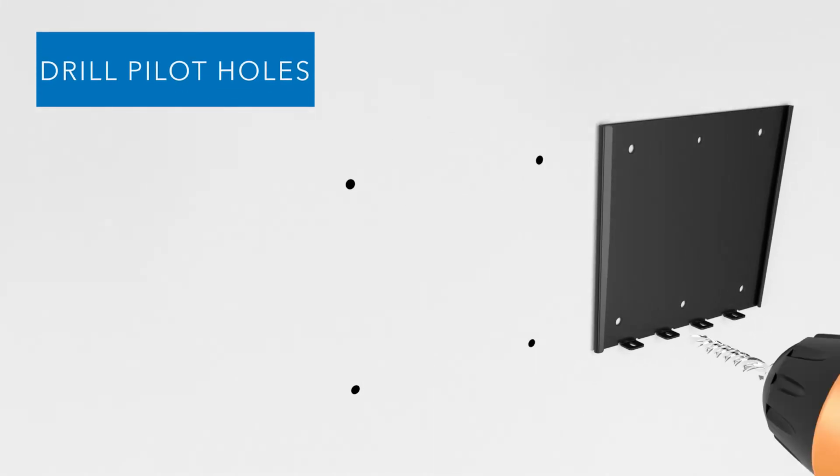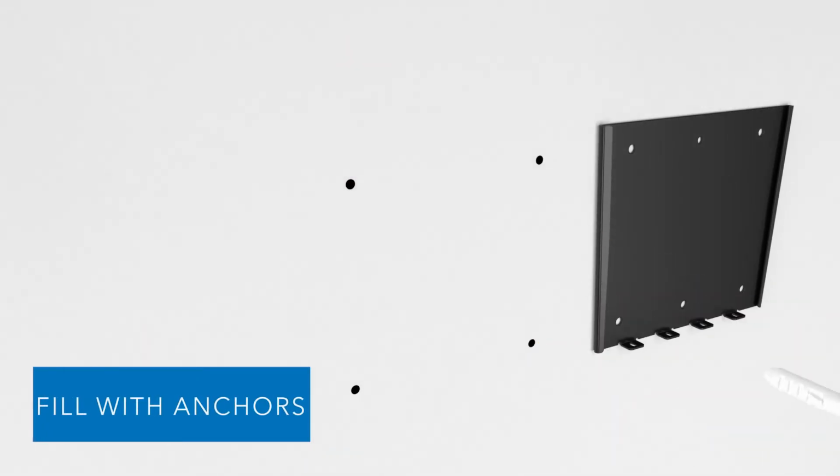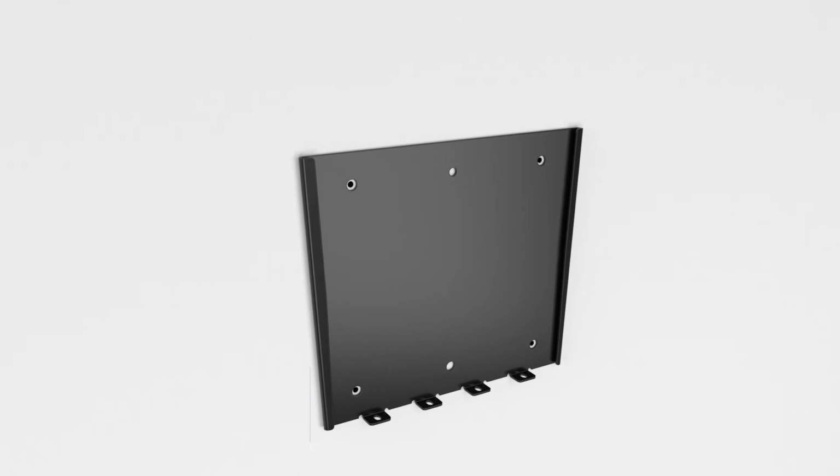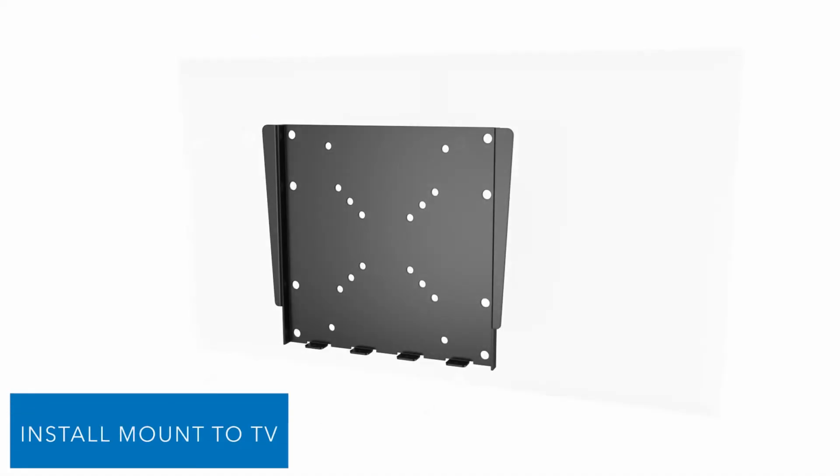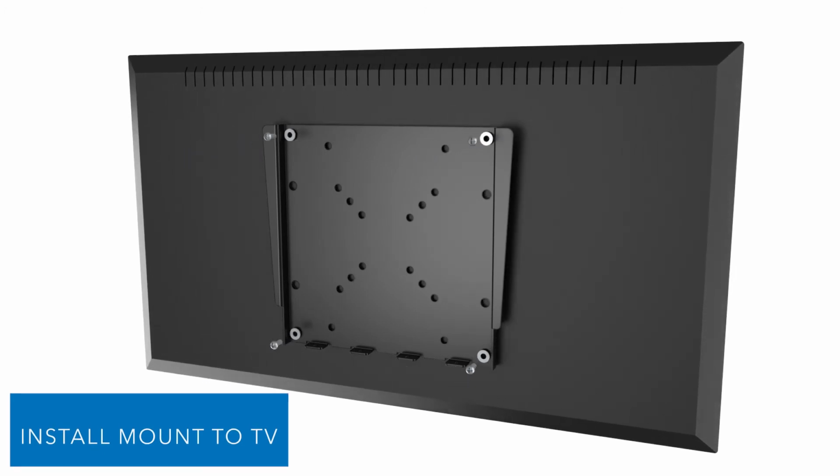Once your pilot holes are created, insert the provided anchors. Take the base and match up the holes, then install the washers with screws. Take the mount and install the washers with the screws to the back of the television.